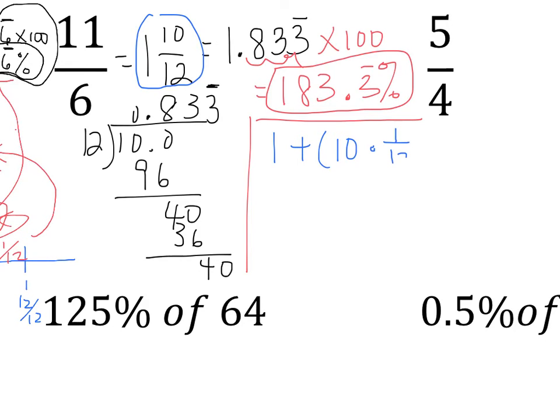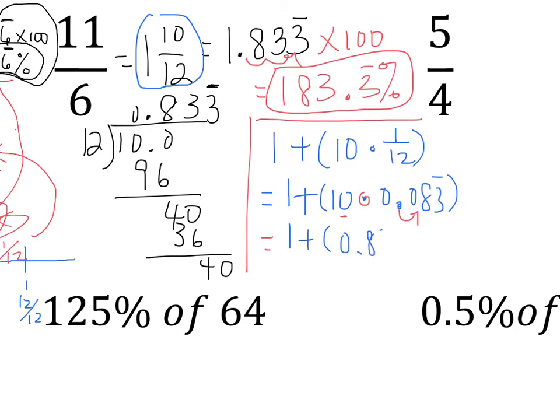10 times 1 over 12. And from the previous example, I remember that 1 over 12 is 0.083, the 3 repeating. I have 10 here, so I can shift the decimal place 1 place to the right since I'm multiplying. So that gives me 0.83 repeating. I'm going to add the 1.